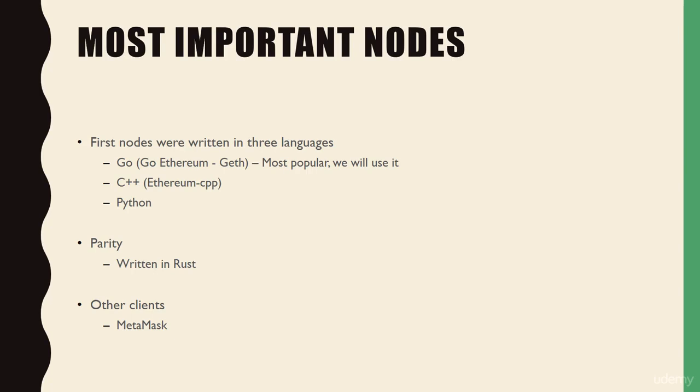Now there's also a new node called Parity and it's written in Rust. And there are some other clients like MetaMask, which is a plugin for Chrome, and is not really a full node, it's more like a bridge, but more on that later.